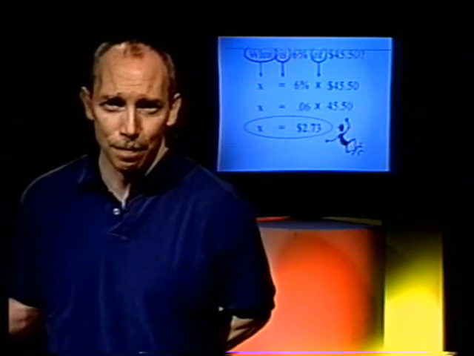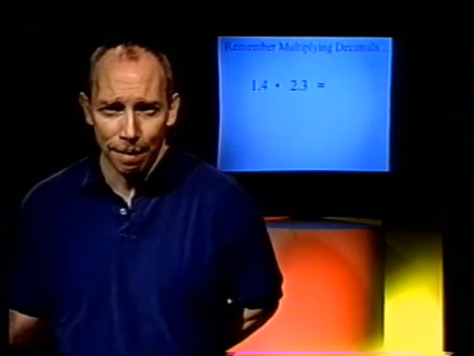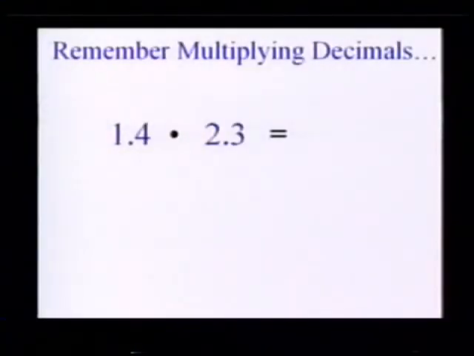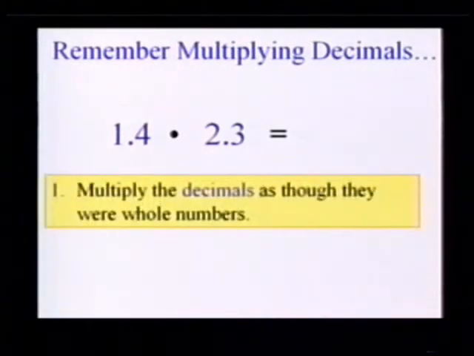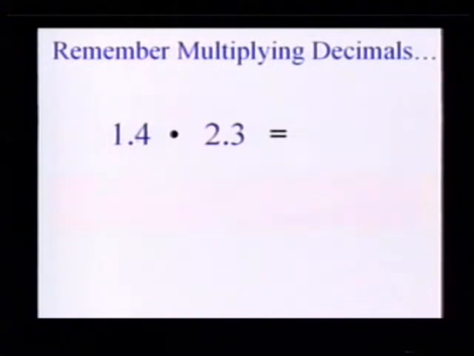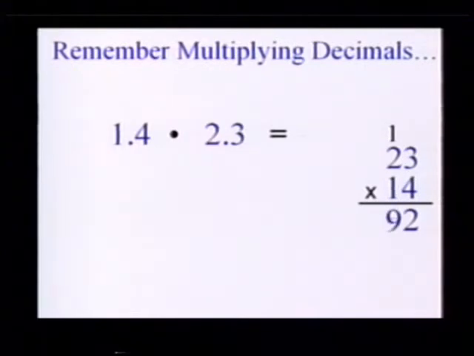Now consider this one. Just in case you forgot how to multiply those 2 decimals, we're going to multiply the decimals as though they were whole numbers. How do you do that? As if they were whole numbers. Forget the decimals altogether.